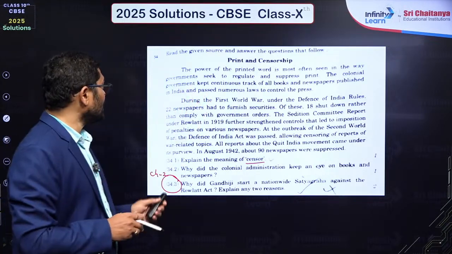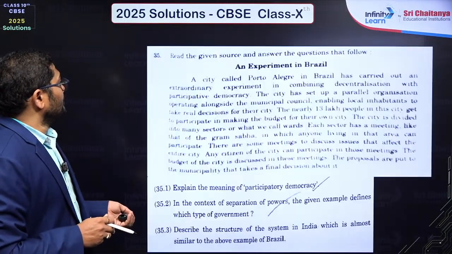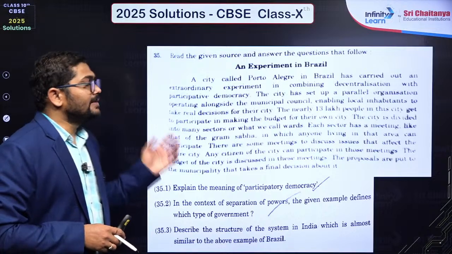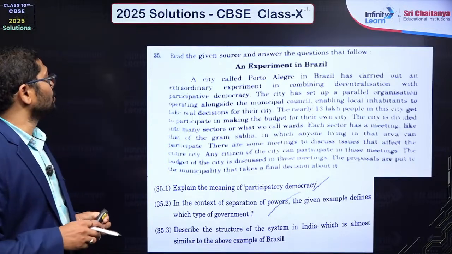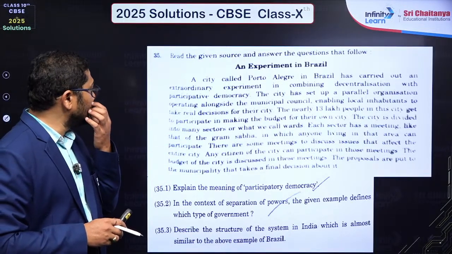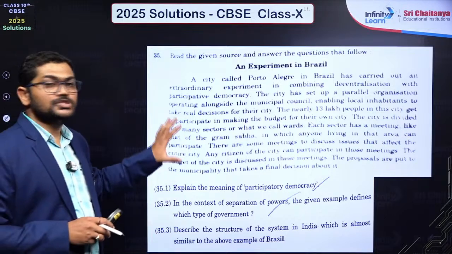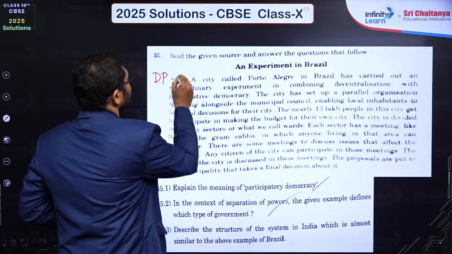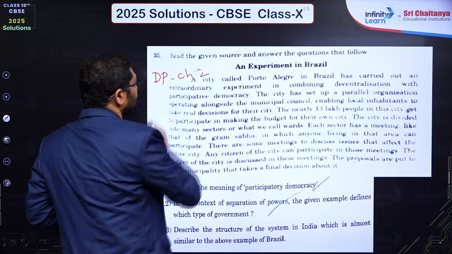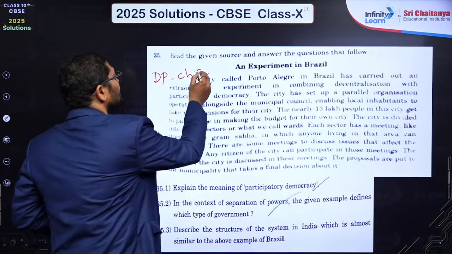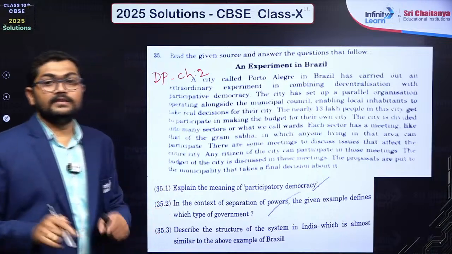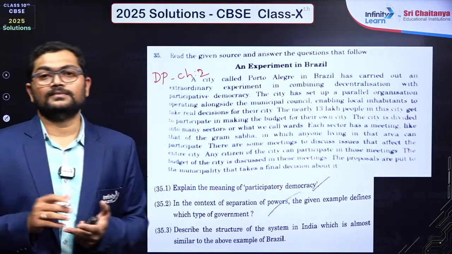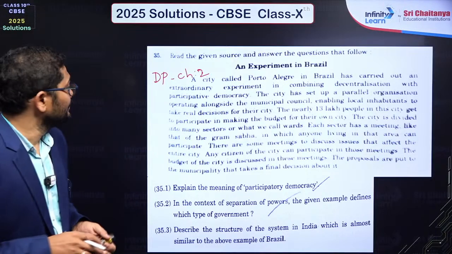Okay. Next, we are going with 35. An experiment in Brazil. So we have a source, an experiment in Brazil. This is a source coming from Democratic Politics, chapter number 2, Federalism. It is given in the plus box. Even though the information is given in the plus box, we need to be ready. We have to answer the questions.